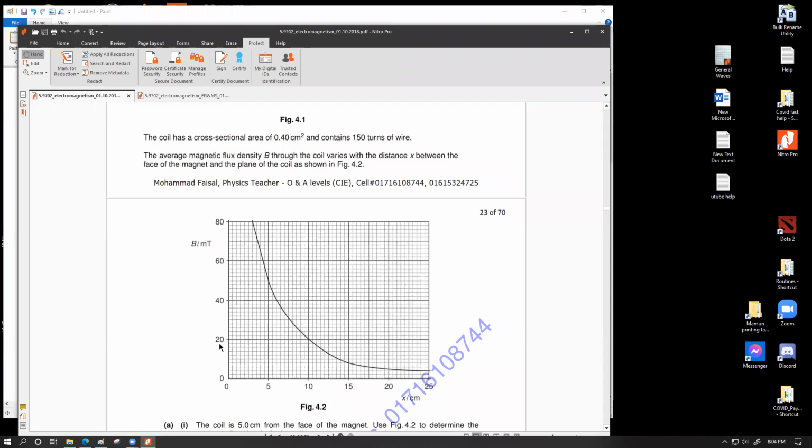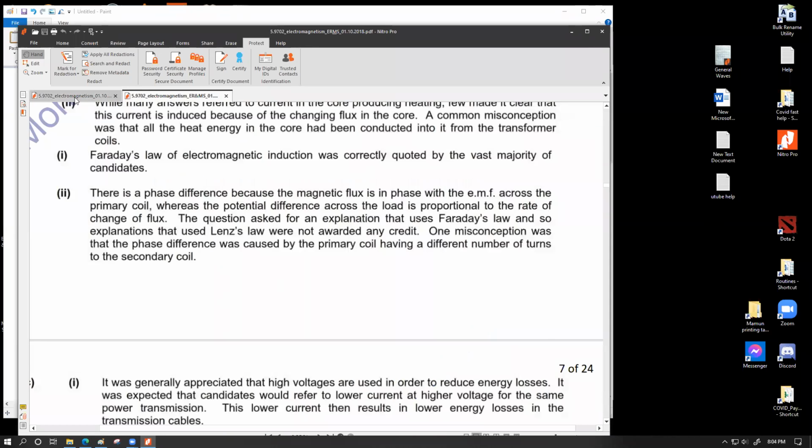All right, so this value is 8 millitesla. So you just put those two values, find out the difference, and that gives you the magnetic flux linkage difference.